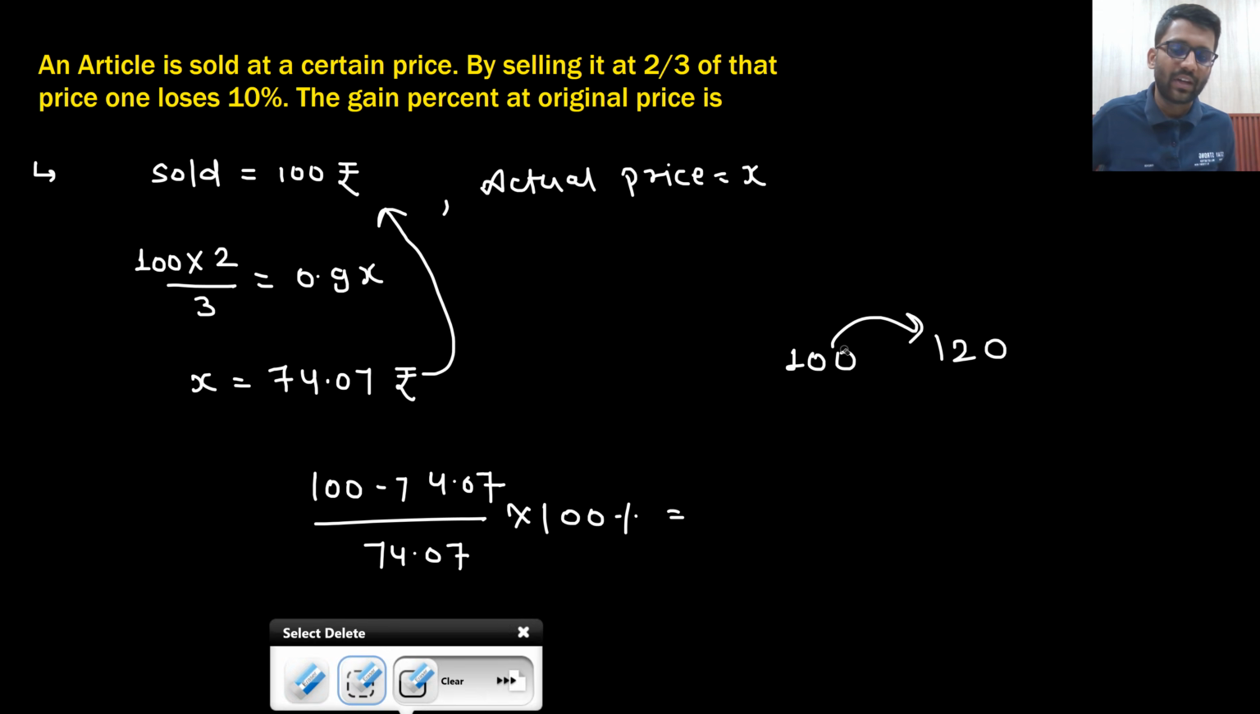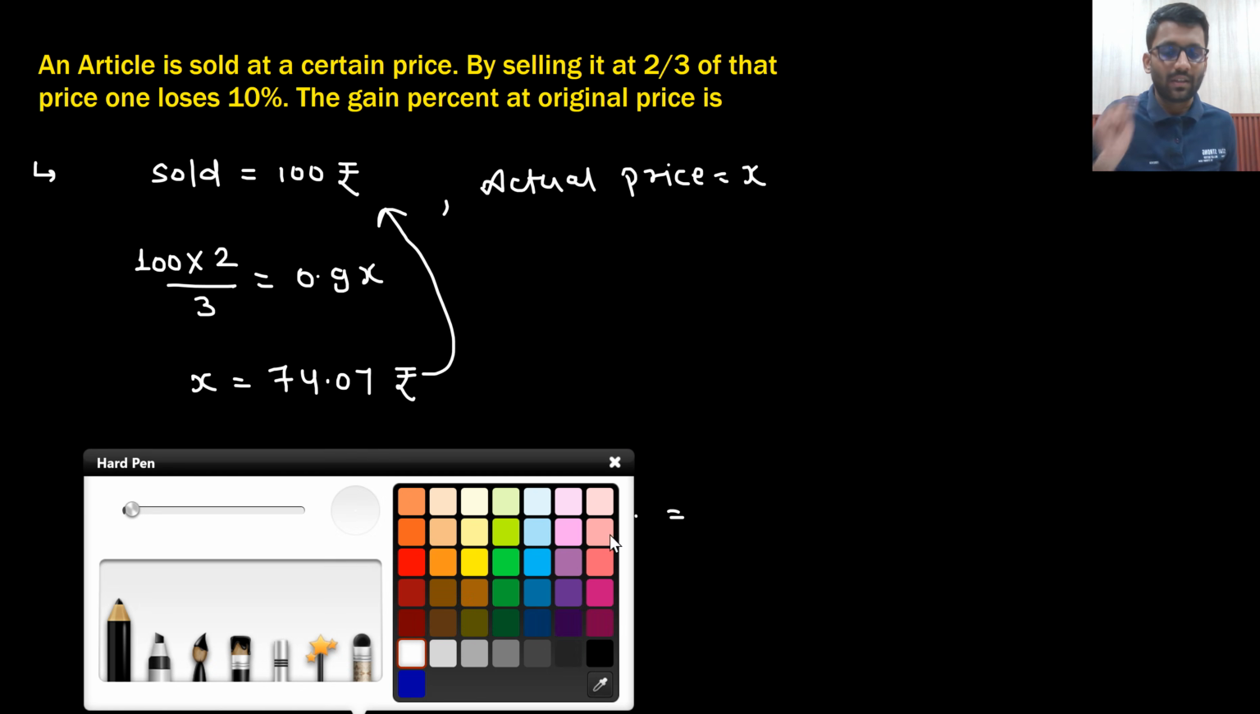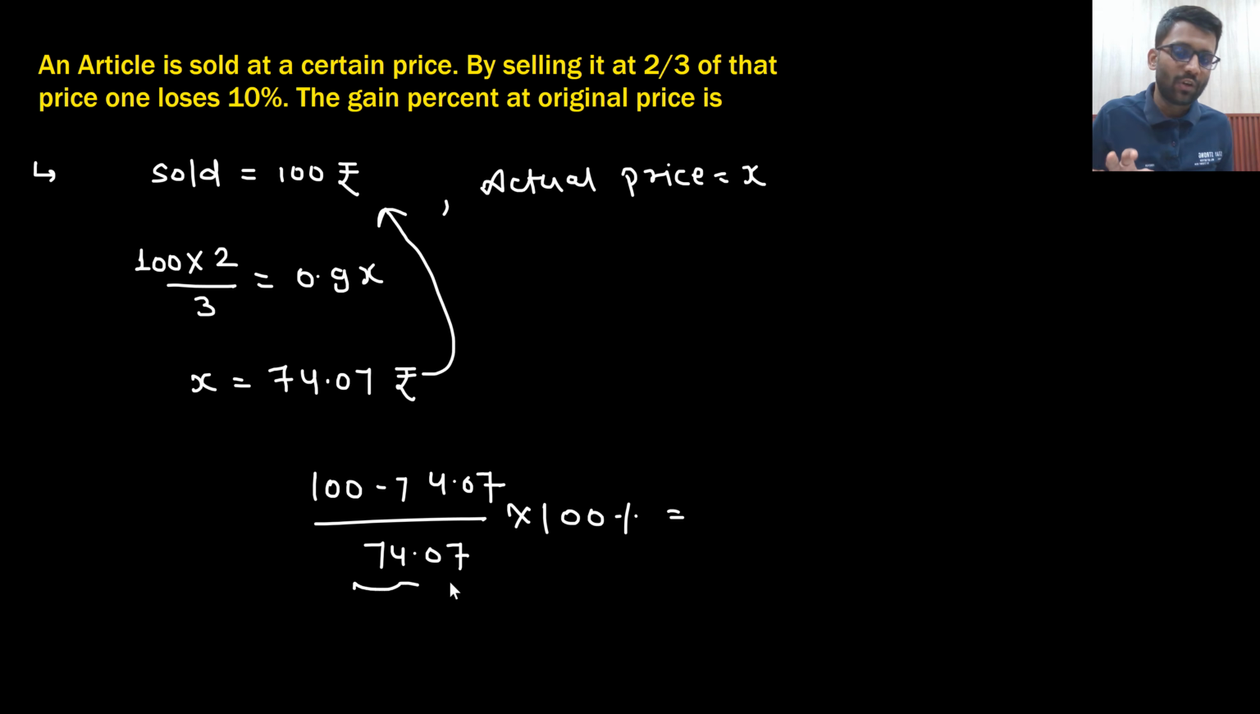Okay, so this kind of error you should not make. You should always take an example to know what will come in the denominator. So 100 divided by 74.07 minus 1, so 35% we are getting. So 35% profit was there.